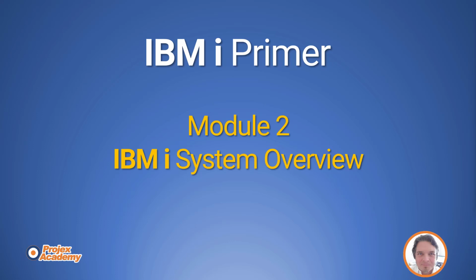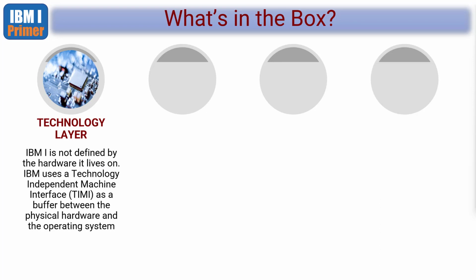Okay, without further ado, let's jump into module two. It's an IBM i system overview where we're going to talk about the technology that's in the actual box, the physical machine, your IBM Power system, and some of the things that IBM i, the operating system, will do for you. So let's start off with looking at the technology layer, shall we?